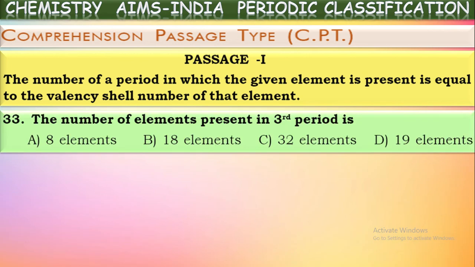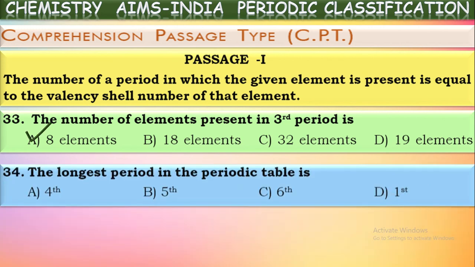See the first question. The number of elements present in the third period is. How many elements are there in the third period? We know the first period has only two elements, hydrogen and helium. That's why you call it the very short period or shortest period. The second and third periods have 8 elements each, so they are called short periods. Next, the fourth and fifth periods have 18 elements each, so they are called long periods. The sixth and seventh periods have 32 elements each, so they are called longest periods or very long periods. Now they asked here about the third period. It has 8 elements.